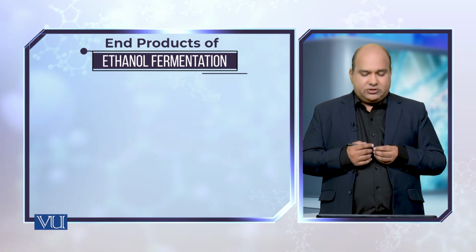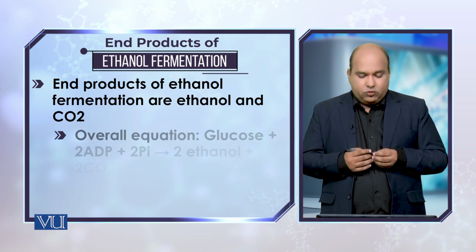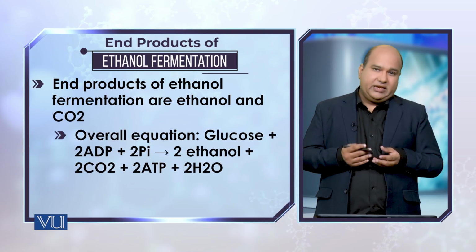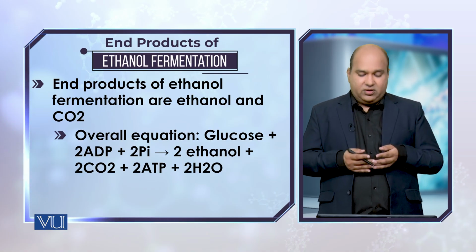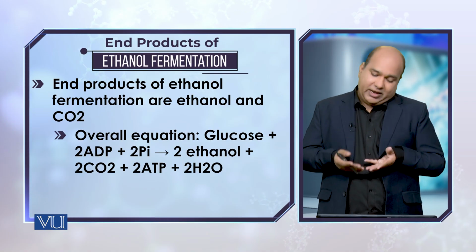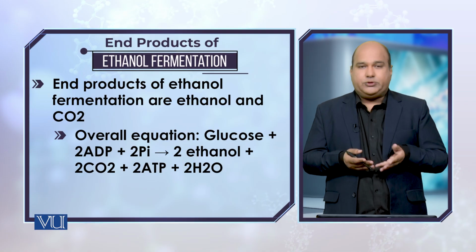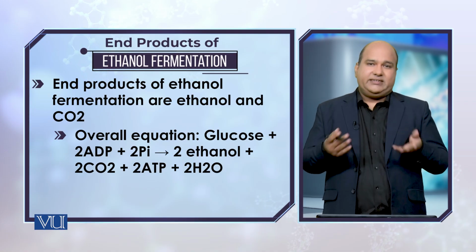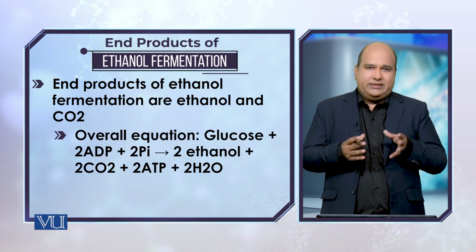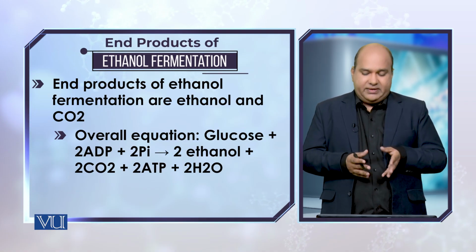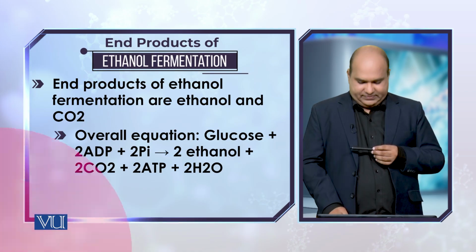The overall equation of the reaction is that you have glucose, ADP and inorganic phosphates as the reactants, and in the products you get ethanol, carbon dioxide, 2 molecules of ATP, and water. Of course, you get only 2 molecules of ATP because at the end of the day, it's an anaerobic reaction. The yield in terms of the number of ATP is much less.